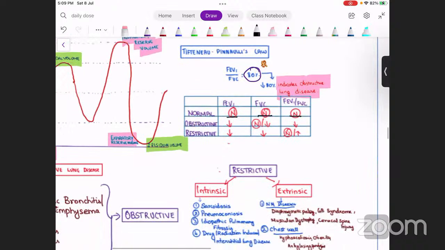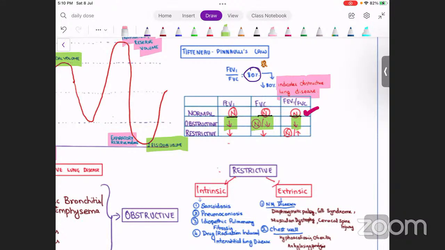Okay, much better. So as per Tiffeneau's law, we have an FEV1/FVC ratio, which is 80%. If it is less than 80%, it indicates there is an obstructive lung disease. So in a normal individual, FEV1 will be normal, FVC will be normal, and the FEV1/FVC ratio will also be normal. But in the obstructive pattern, you see there is a decrease in the FEV1, and a normal or decreased FVC, so that the overall FEV1/FVC ratio would have decreased here.